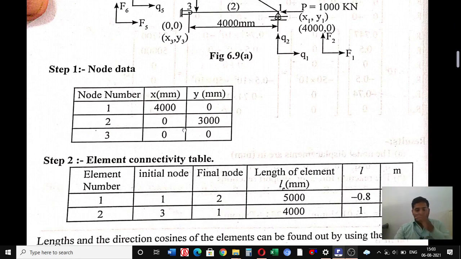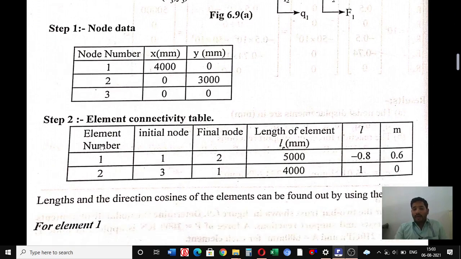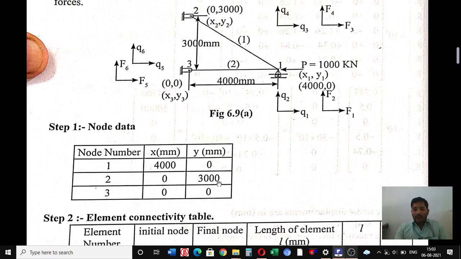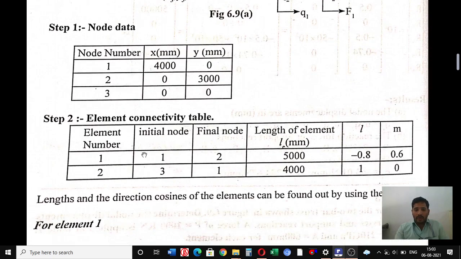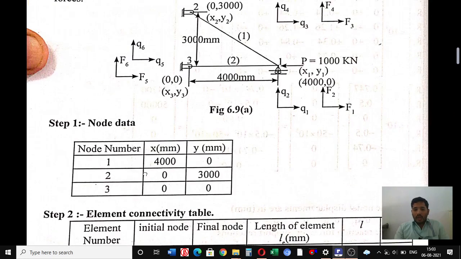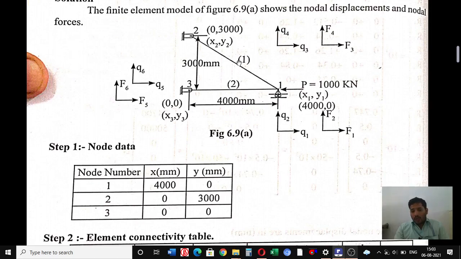Clear? After that, we need to find out the element connectivity table. The same concept we need to follow here, already discussed in the last class. The first thing is we need to find out the element number. How many elements do we have here? Only 2 elements, this first element as well as this second element. If you join the first node to the second node, we get the first element.